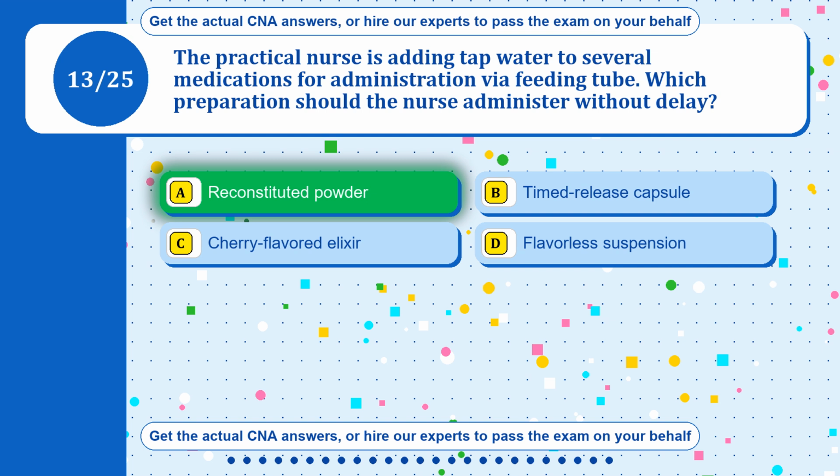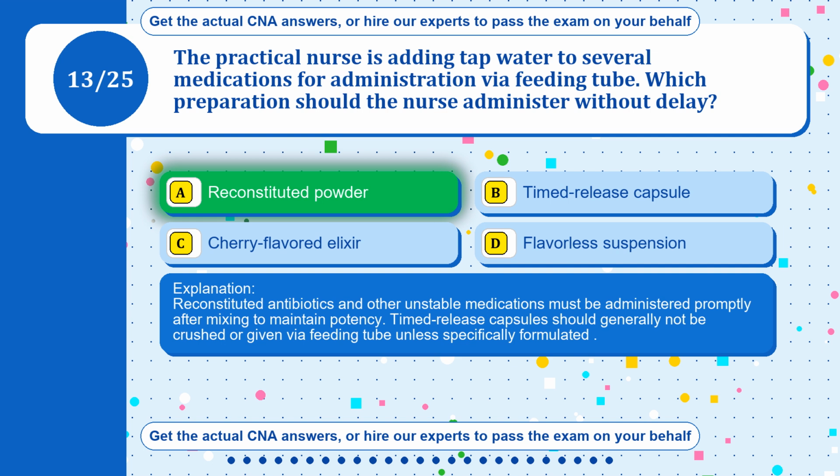Reconstituted powder. Reconstituted antibiotics and other unstable medications must be administered promptly after mixing to maintain potency. Timed-release capsules should generally not be crushed or given via feeding tube unless specifically formulated.